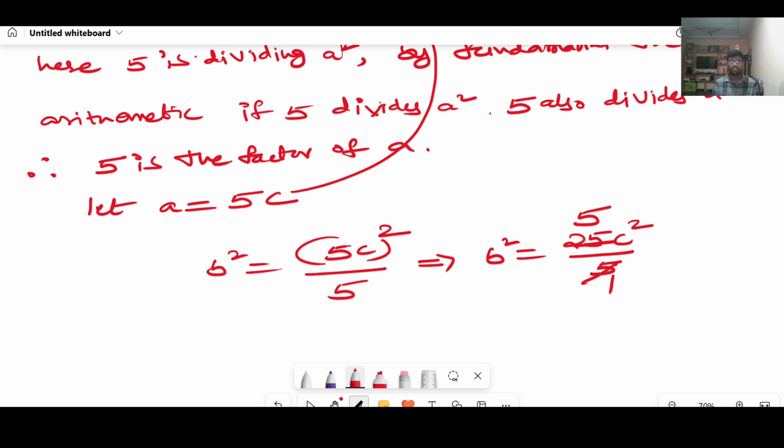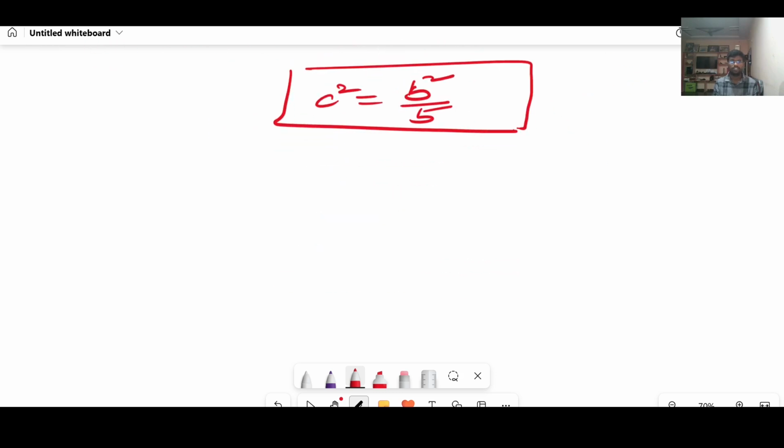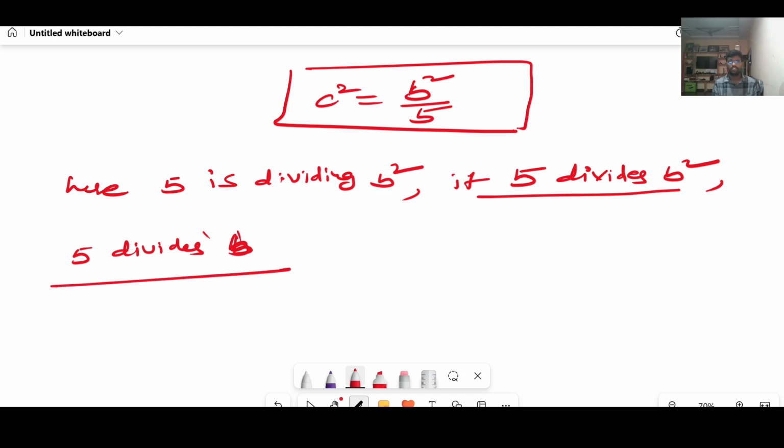1 times 5 times b square equal to 5 c square. Now I will get c square equal to b square by 5, right? If we transpose 5 towards the left hand side. Right, now here 5 is dividing b square. If 5 divides b square, 5 also divides b, right? If 5 divides b square, 5 divides b by the fundamental theorem of arithmetic we have discussed earlier.